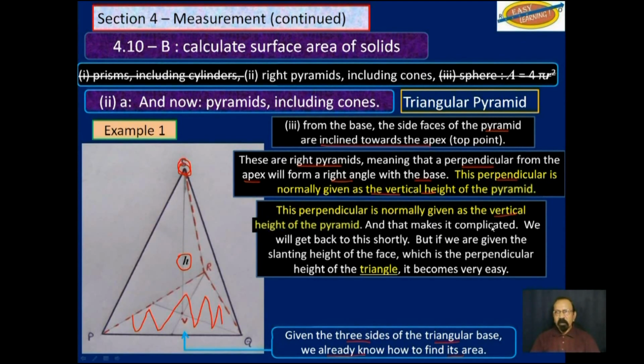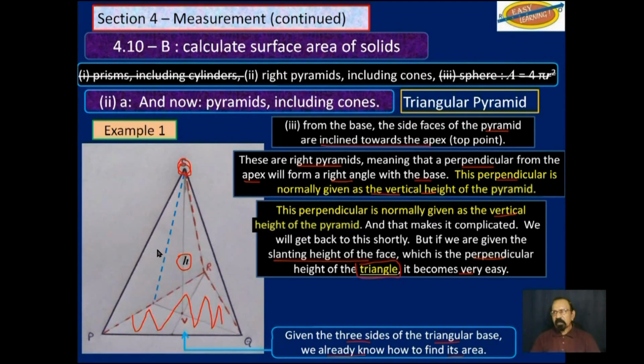And that makes it complicated. We will get back to this shortly. But if we are given the slanting height of the face, which is the perpendicular height of the triangle, it becomes fairly easy.